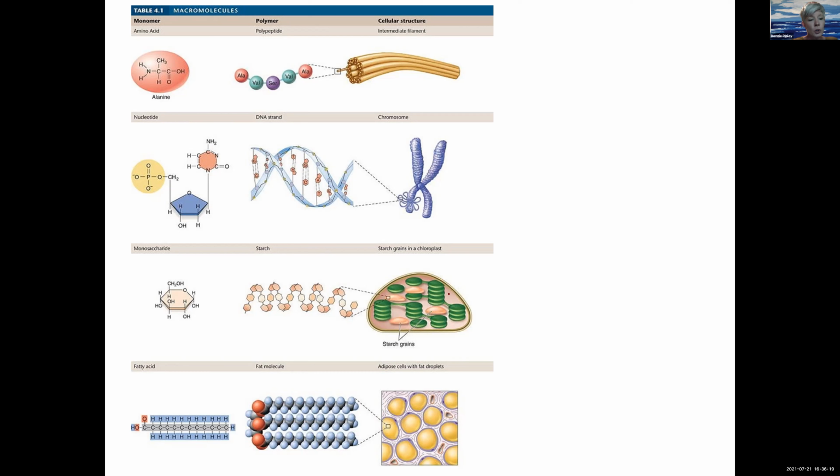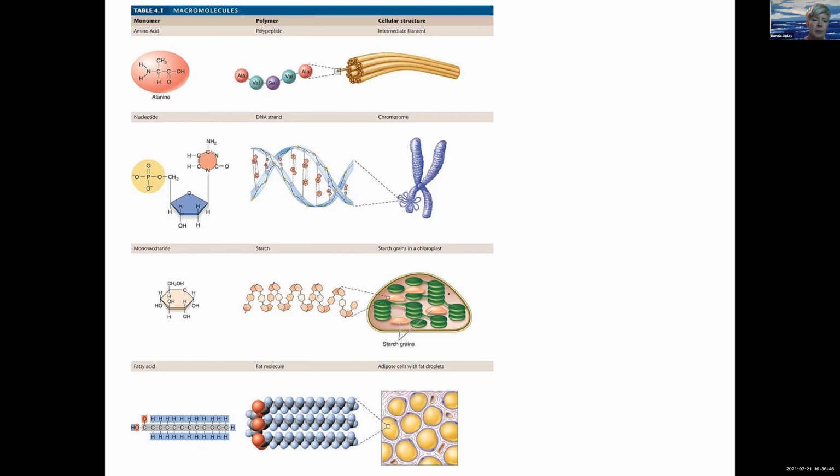So our 4 groups are, first, proteins, which have as their monomer amino acids. When we put more than one amino acid together, we get a polypeptide. We also call that a protein. So proteins are one of our categories of macromolecules, and their subunit is the amino acid.